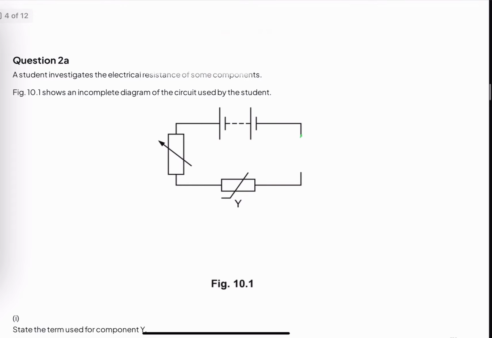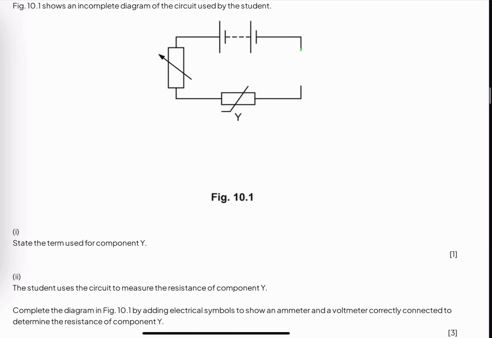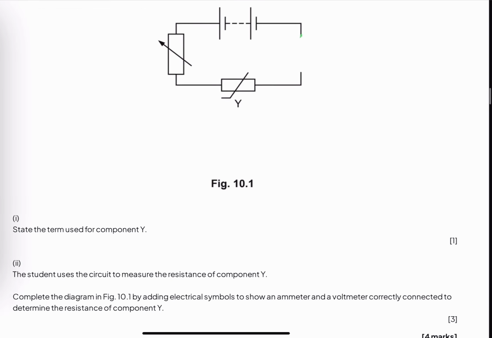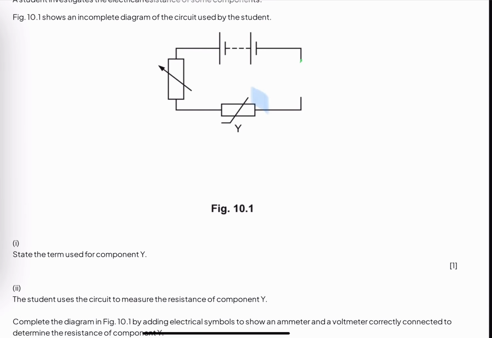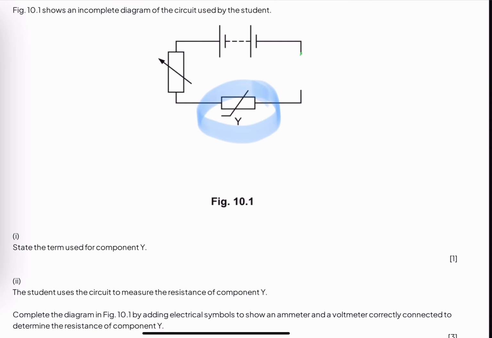Let's move toward the second question. A student investigates the electrical resistance of some components. The figure shows an incomplete diagram of the circuit used by the student. What we have to do is state the term used for the component Y. So this is component Y. This is basically the diagram for a thermistor.